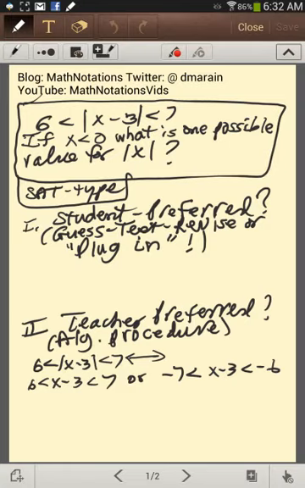Anyway, this is an SAT type question. It may have actually appeared 6 or 7 years ago. This was a grid-in question. Absolute value of x minus 3 greater than 6, less than 7. If x is less than 0, what is one possible value for absolute x? Grid-in meaning the student has to generate his or her own answer.